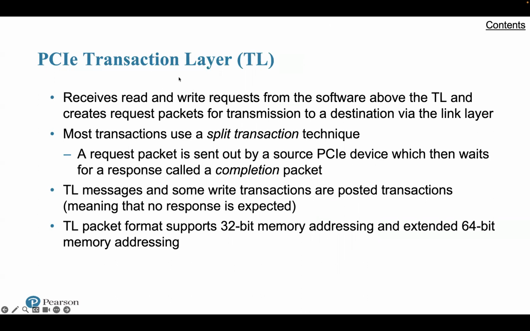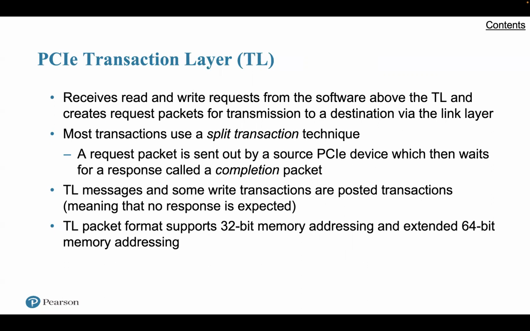For the PCIe transaction layer, it receives read and write requests from the software above the TL level and creates request packets for transmission to a destination via the link layer. Most transactions use a split transaction technique. A request packet is sent out by a source PCIe device, which then waits for a response called a completion packet. TL messages and some write transactions are posted transactions, meaning that no response is expected.